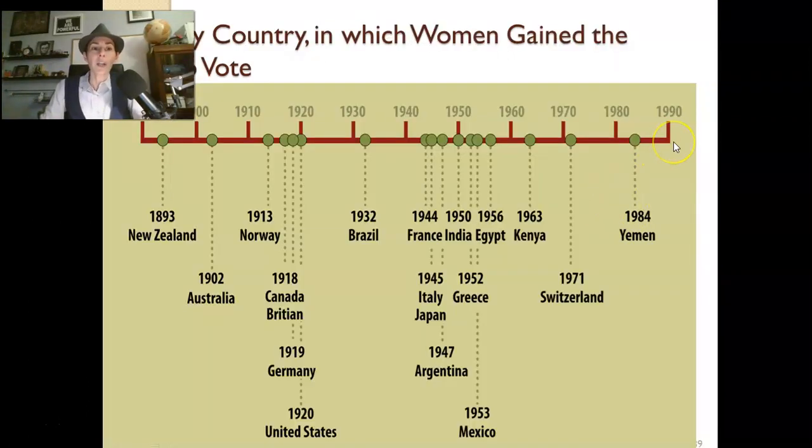So just to give you a gauge, you can pause the video and just take a look at this. You don't need to write this down, but I just want you to have, comparing the U.S. to the world, just kind of an overview of where we rank, right? So the United States is right over here in 1920, and then you can see all the countries that did it before us and the countries that did it after us.